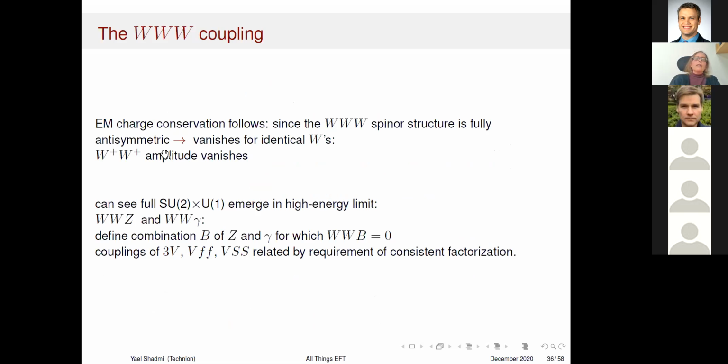Okay, we can also see electromagnetic charge conservation from this. Again, because this is fully anti-symmetric, before we put in the epsilon tensor, it vanishes for identical W's. And so an amplitude of the type W plus would vanish. You could also say more and see the full SU2 times U1 structure if you consider the high energy limit and look at some combination of the WWZ coupling and WW photon coupling.